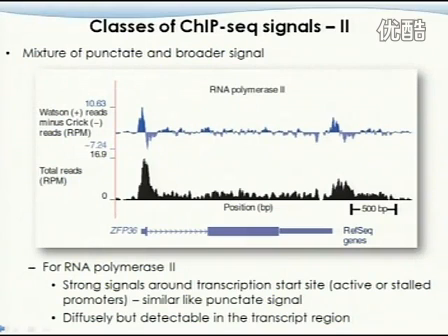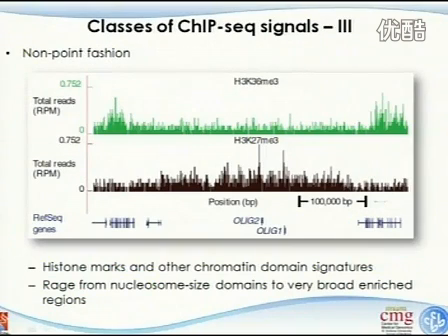A big peak around the transcription starting site, and another peak towards the end of the gene, and somewhere in the middle there's not too strong but still very rich signals. The third type of ChIP-seq signal looks like this. They call it non-point fashion, which basically is on the histone markers.